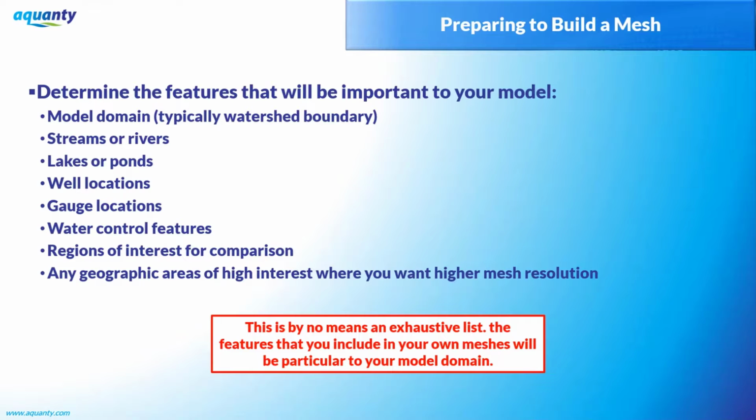These are just some examples of typical features that you might want to think about building into your model. This would be the model domain, which might typically be a watershed boundary, but not always. Streams or rivers, lakes or ponds, well locations, gauge locations, water control features. That might be things like dams or levees. Regions of interest that you may want to compare against each other in the future, you would want to build those boundaries directly into the mesh. As well as any geographic areas that have high interest where you might want higher mesh resolution.